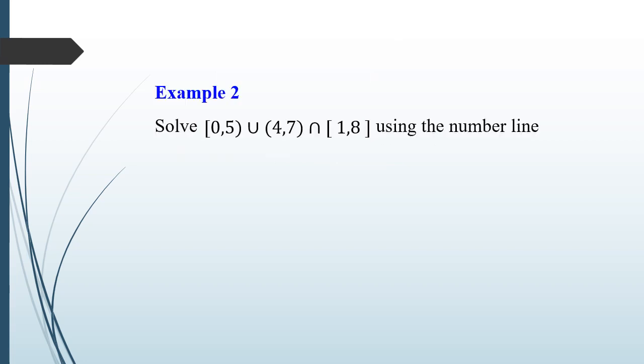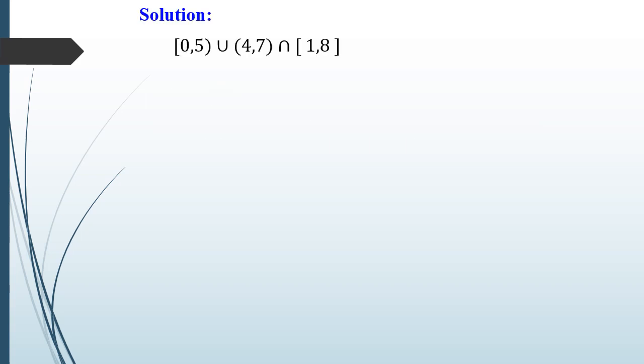Example to solve: from 0 to 5, where 0 is included, union with 4 to 7, open interval, and intersect with the closed interval of 1 to 8, using the number line. Because we have two operations here, usually we do the left side first, the one we meet first. So we draw the number line. Starting with the first one, we have 0, 5, 4, 7. In increasing order it will be 0, 4, 5, 7.